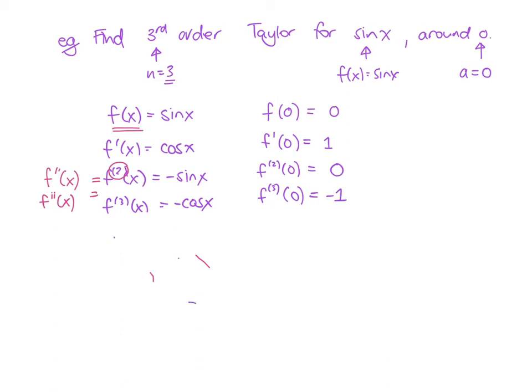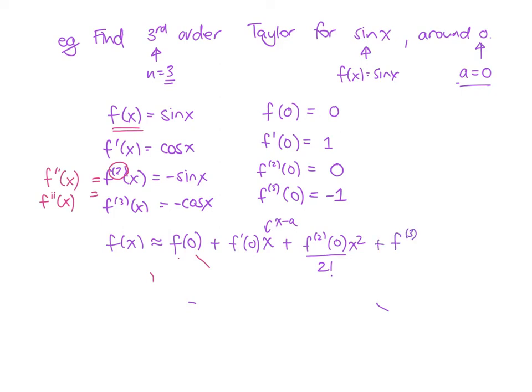If I just write out the formula for a third order Taylor series, I've got f of x is equal to f evaluated at 0 plus first derivative evaluated at 0 times x, because this would have been x minus a, but my a is 0. Then my next term is my second derivative evaluated at 0 times x squared, all divided by 2 factorial, and my third term is the third derivative evaluated at 0 times x cubed all over 3 factorial.